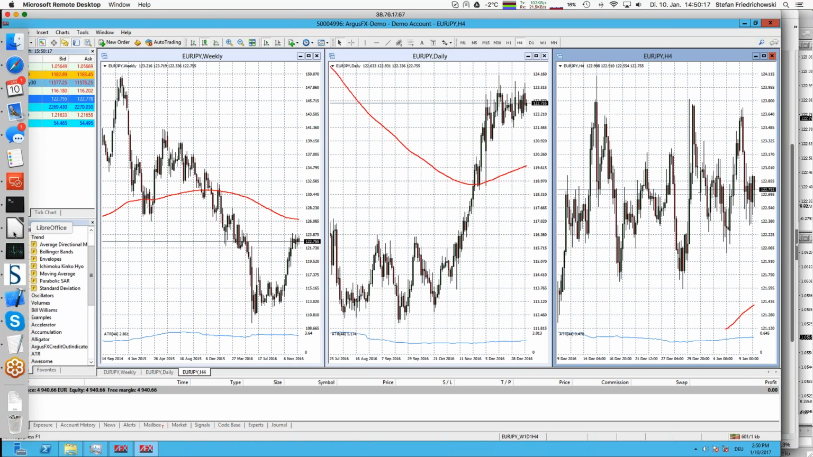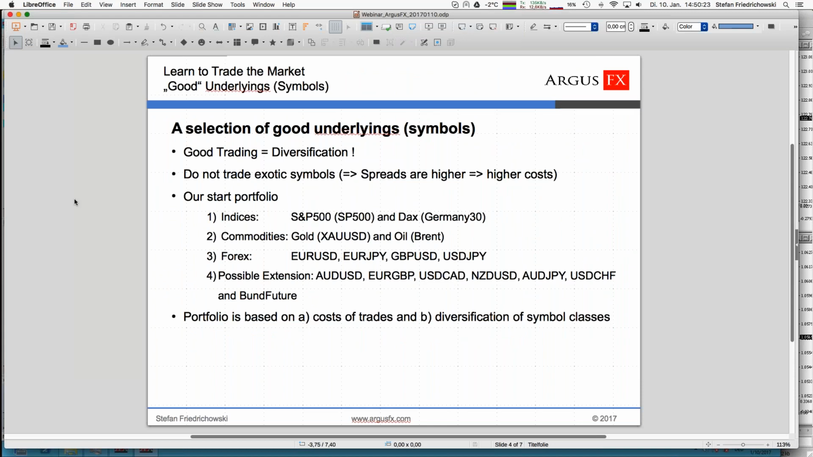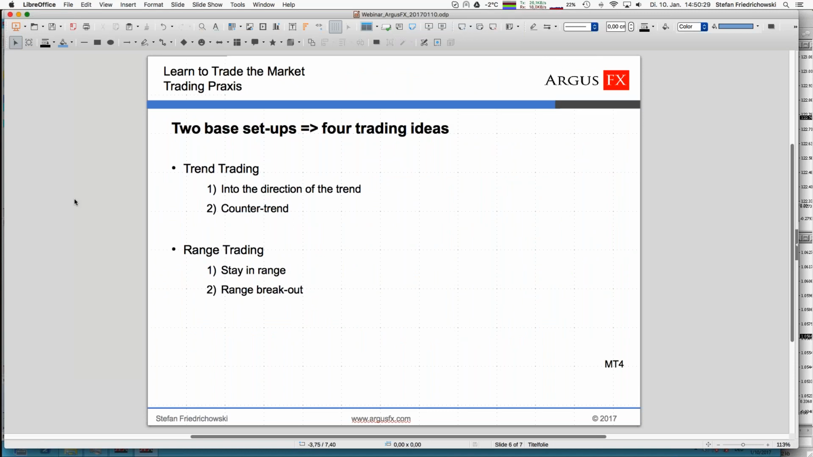I want to have one example, but first, before I do that kind of example, let me give you some principal guideline to how to come to your own trading ideas. I call it trading practice, and I have two base setups for our trading activities. Finally, that will result in 4 trading ideas or 4 different trading ideas.